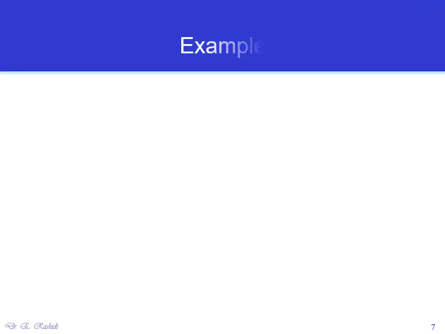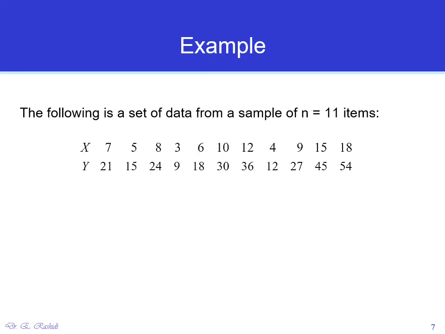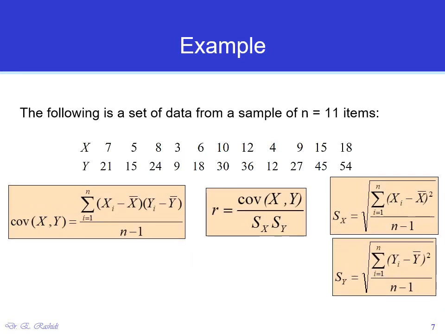Let's see an example. The following is a set of data from a sample of n equal to 11 items. So we have 11 items for random variable x and random variable y. You have to notice here that we have 11 items for x and 11 numbers for y. They have to be equal size, x and y. And these are the formulas for covariance, r, and s of x. As you see here, it would be a tedious way to find covariance, so that's why we use software.